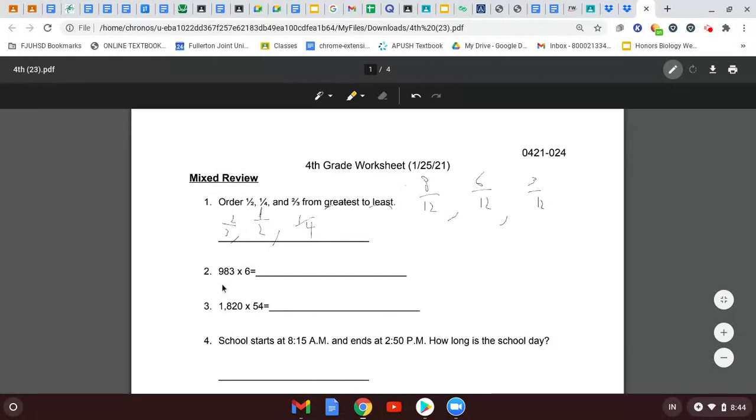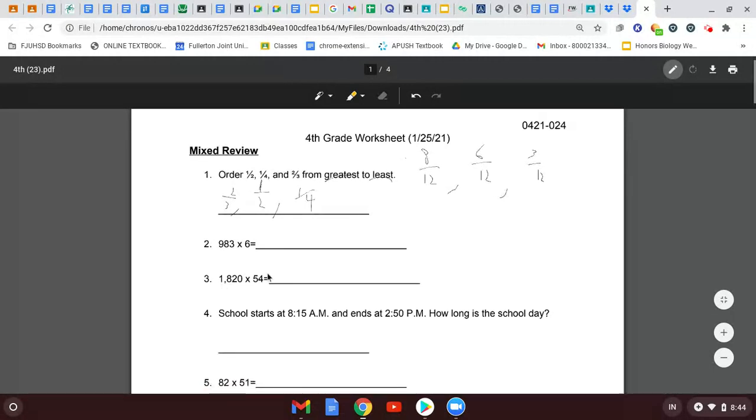Now then this is just simple multiplication. Just multiply like we normally do.